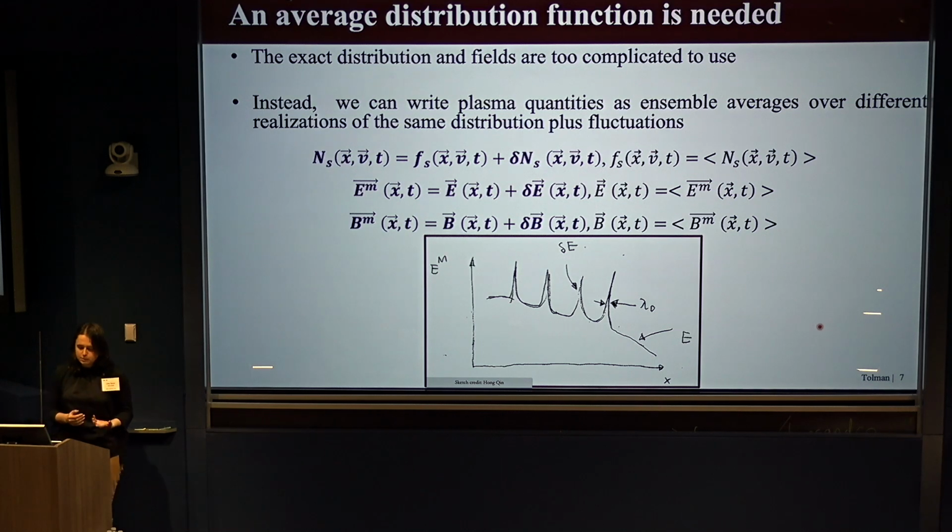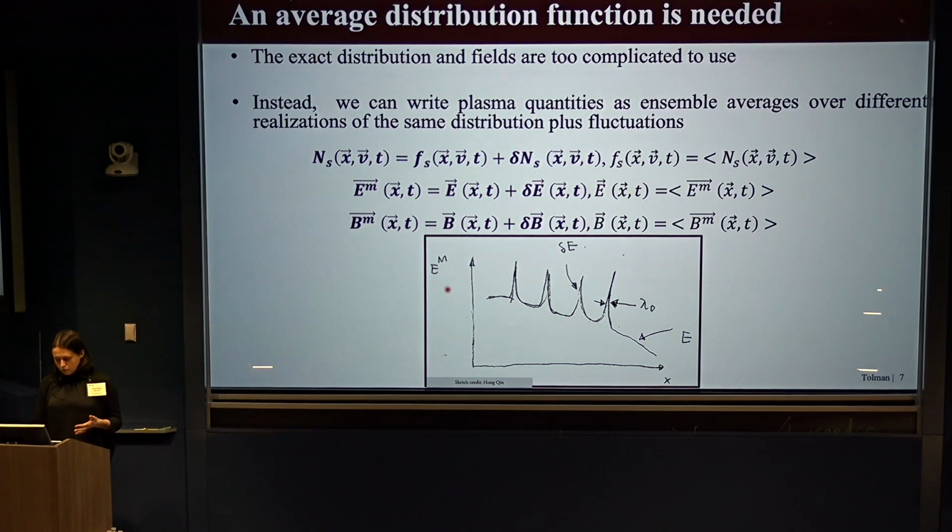So to study plasmas, we write plasma quantities as ensemble averages over different realizations of the same distribution plus fluctuations. So I can write my total distribution function as an average distribution function over many different realizations of the same plasma, plus some fluctuations. I can take my overall electric field and write it as an average electric field over many different realizations, plus fluctuations. I can take my magnetic field and write it as an average magnetic field, plus fluctuations.